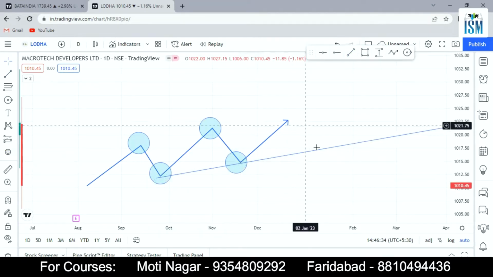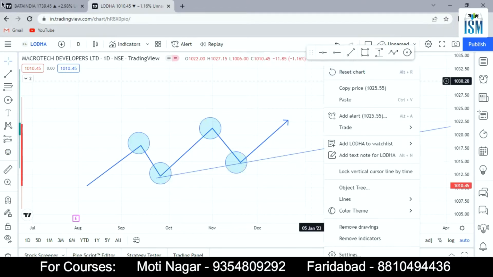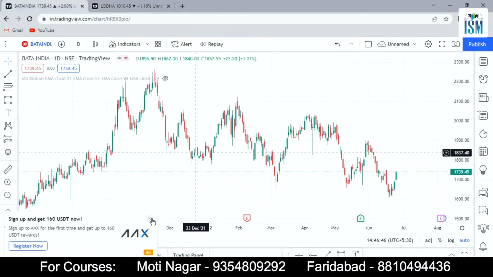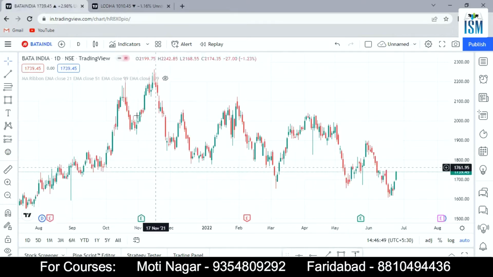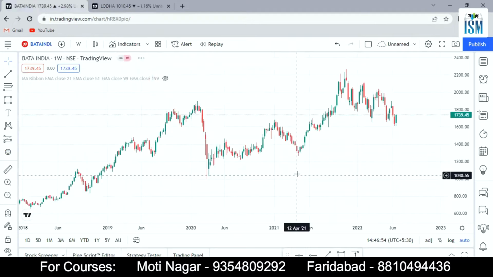Whenever price comes back to the trend line, basically a support trend line, we attempt to go long on the script. Simple. Now, let's discuss a stock called Bata India. We'll analyze it on a weekly time frame chart.